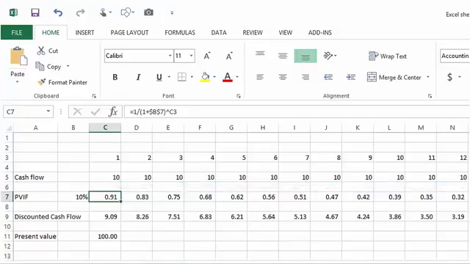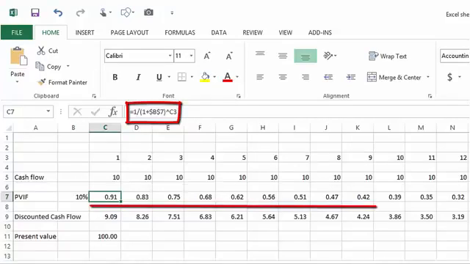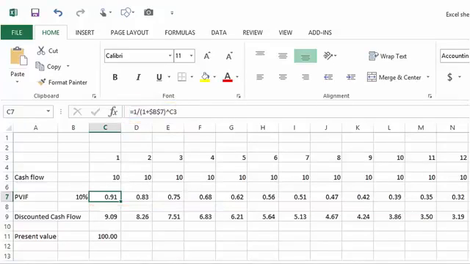Next, let's put our 10% discount rate into cell B7 and calculate our discount factor using the formula on the previous slide. Notice how the discount factor, the PVIF, is getting smaller and smaller the further to the right we go, which makes sense because a dollar 12 years from now is not going to be worth a whole lot to me today. In fact, it's worth 32 cents.